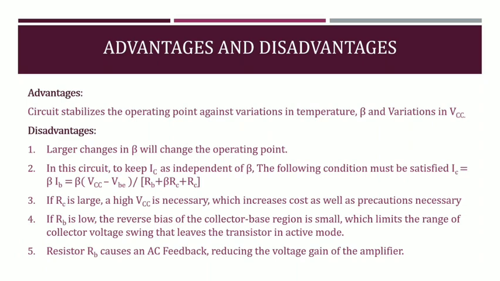And then if RC is large, we have to increase the VCC value. It is necessary. Because of that, this will increase the cost as well as the precautions necessary. And then if RB is low, the reverse bias of the collector base region is small. This limits the range of collector voltage swing that leaves the transistor in active mode. Then the last point is that resistor RB causes an AC feedback, reducing the voltage gain of the amplifier.